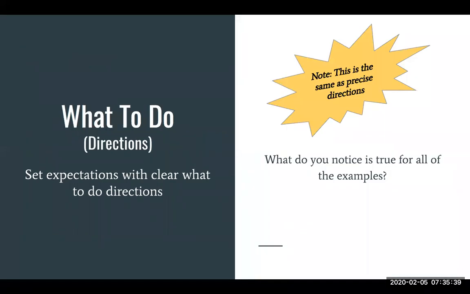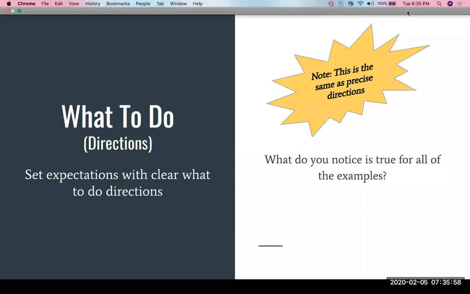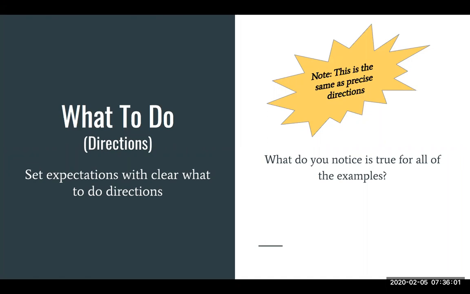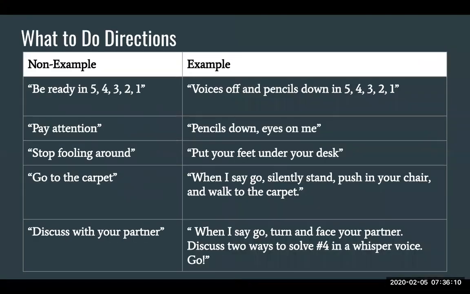The next action step is what to do or precise direction. So if you joined in on a past webinar from our office, we called the what to do precise direction. Those are interchangeable. This is where a student teacher sets expectations with clear what to do directions. We're going to look at some examples and some non-examples of what to do. So when you look at this document, be thinking about what is true of all of the examples. And then what's the biggest difference between the non-examples and the examples?